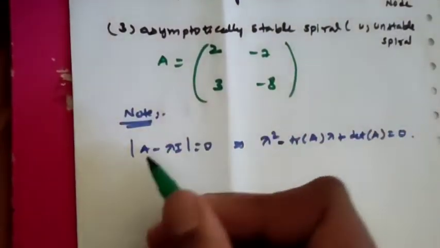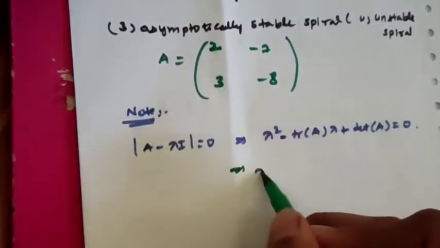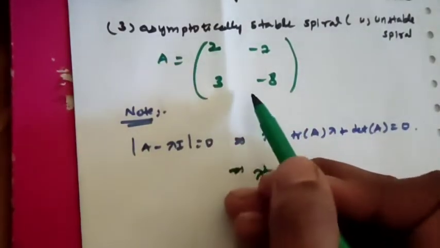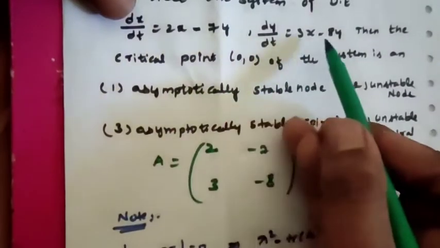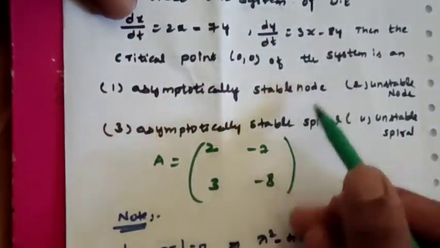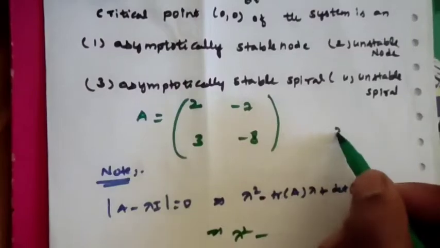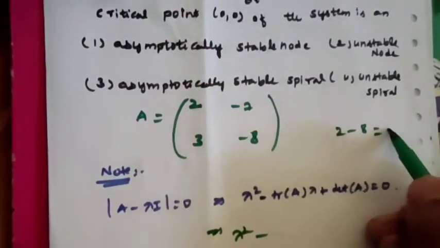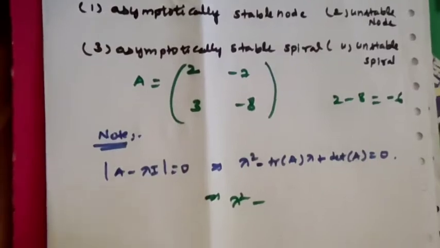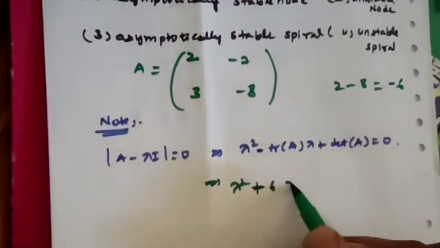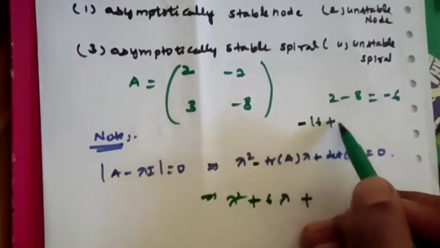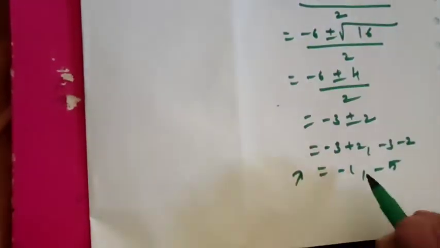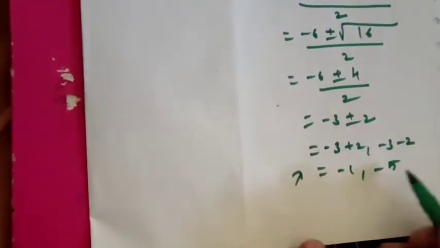Now we have to find the characteristic equation. Lambda square minus trace of A. 2 minus 8, what we get? Minus 6. That is plus 6 lambda, and plus the determinant, minus 16 plus 21. Now we get the eigenvalues lambda is equal to minus 1 and minus 5.